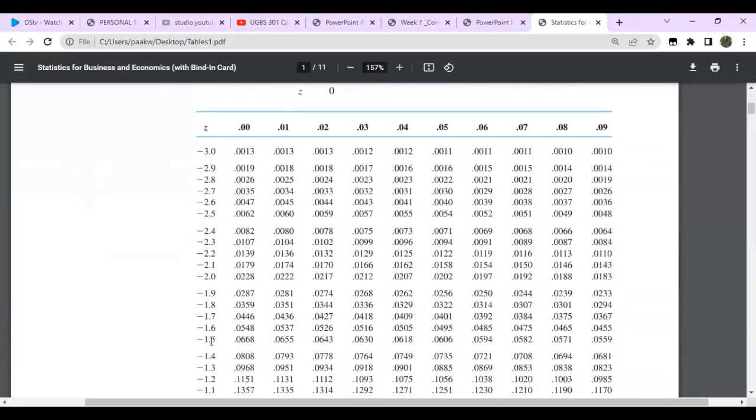So negative 1.5, then on top we look at the same 0.06. So here 0.06, wherever it matches with negative. So this one is what? 0.0594.